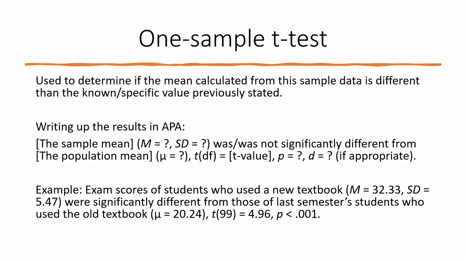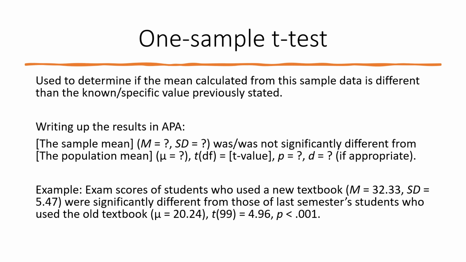And so if you're going to do this in APA formatting, there's a very specific process. First, you would state the sample mean, reporting the mean and standard deviation, whether or not it was significantly different from the population mean. And then if it was significant, you report the full results of that t-test. If it was not significant, you don't have to do that last piece right there.